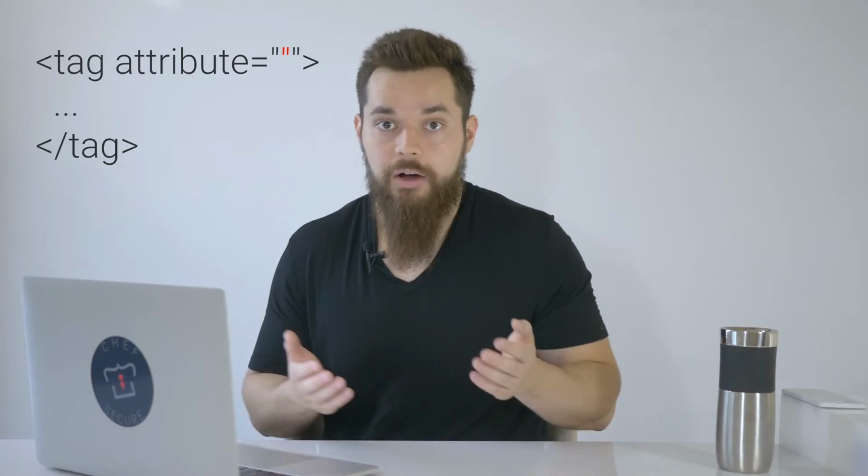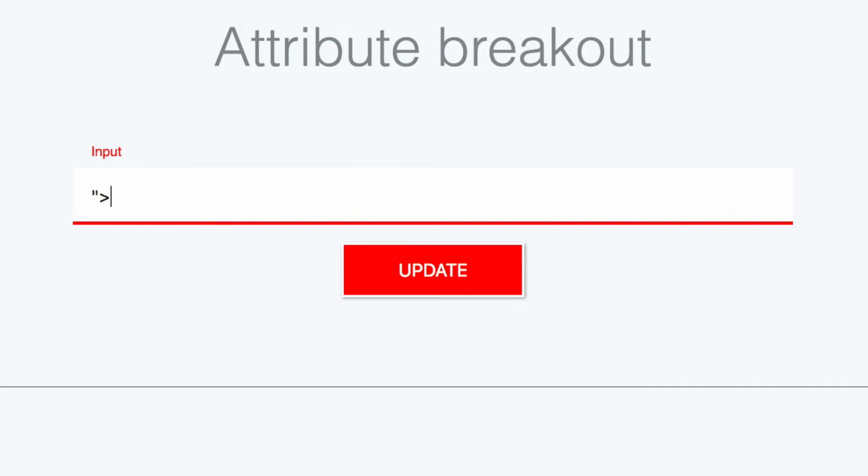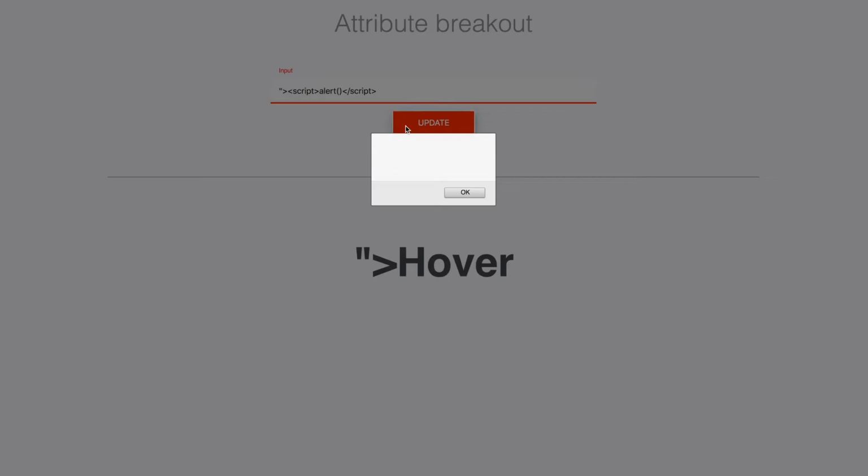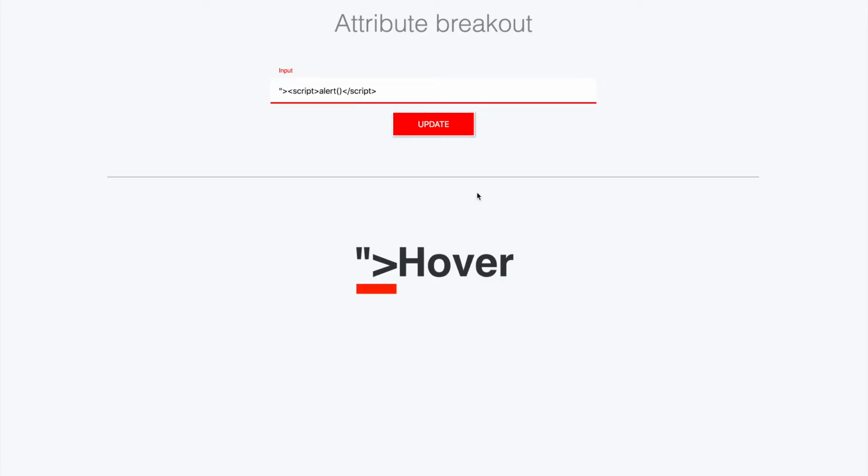Start off with a closing quote to break out of the attribute. Now, where are we? Inside the tag still. So we need to close out that tag with a greater than symbol. Now you already know what to do here. Just type in your basic script with an alert and close your script tag, click the update button, and there you go. Since you closed the tag early, there are still some characters left over, but it doesn't really matter since you got your script to execute.